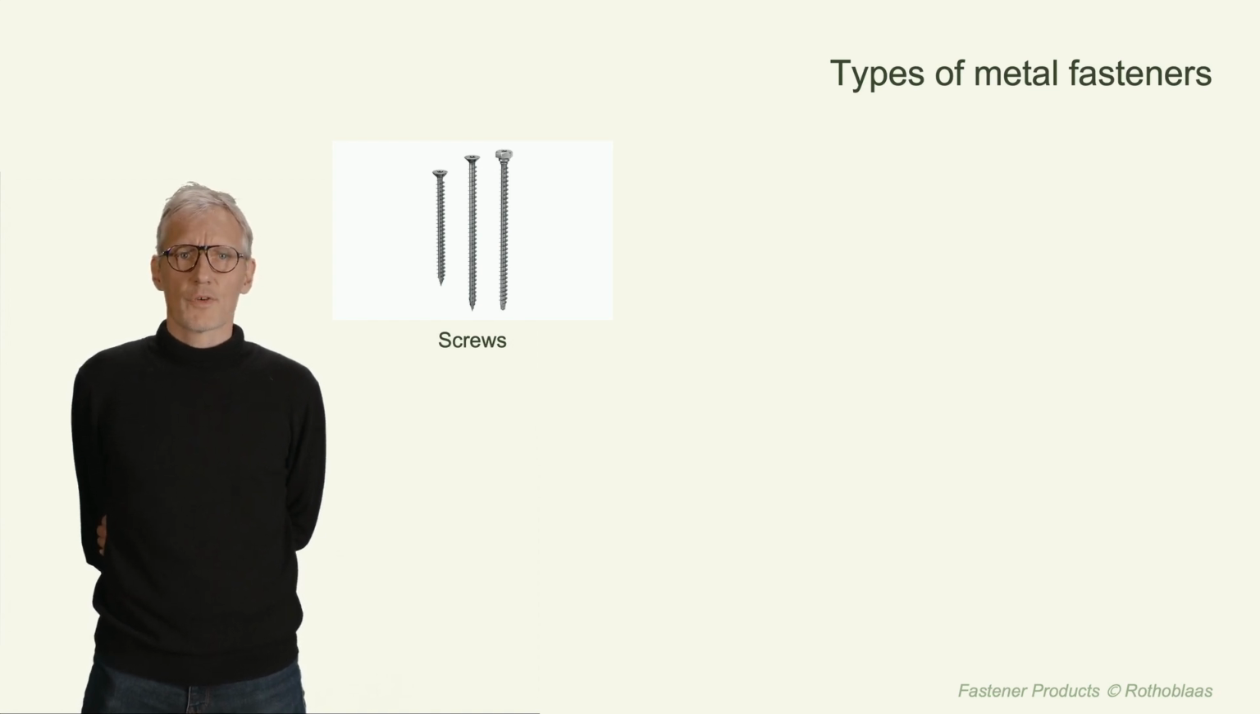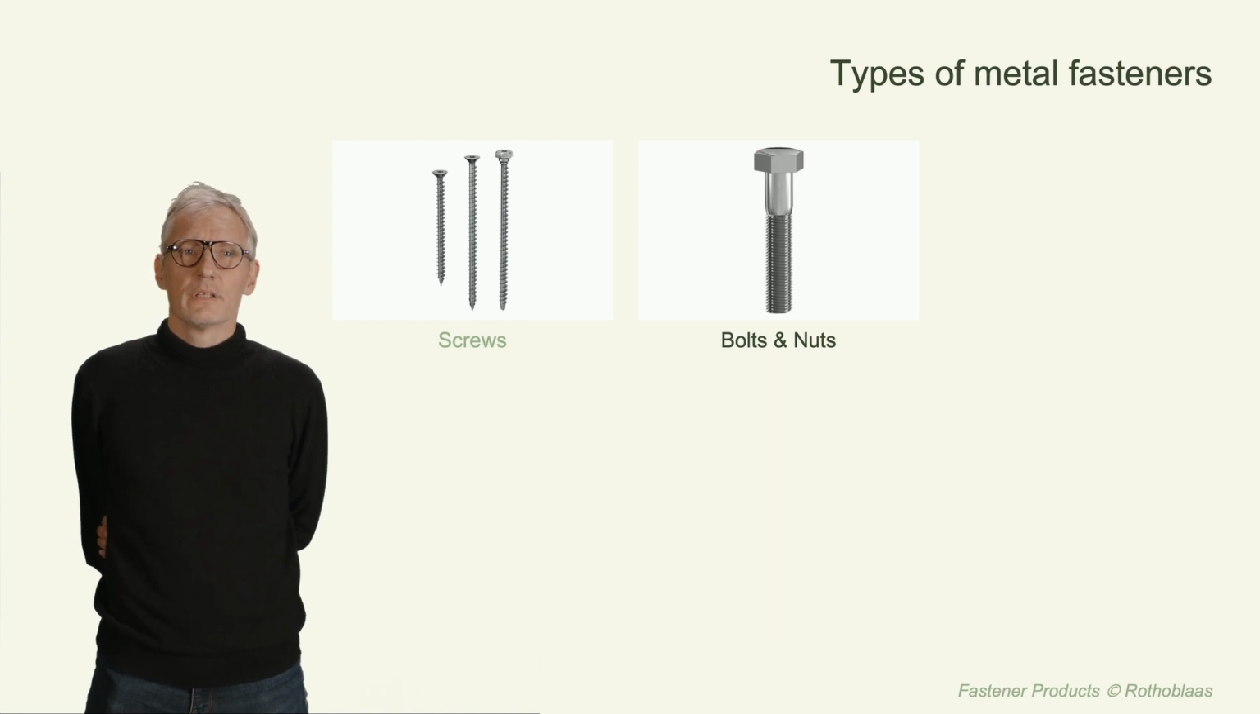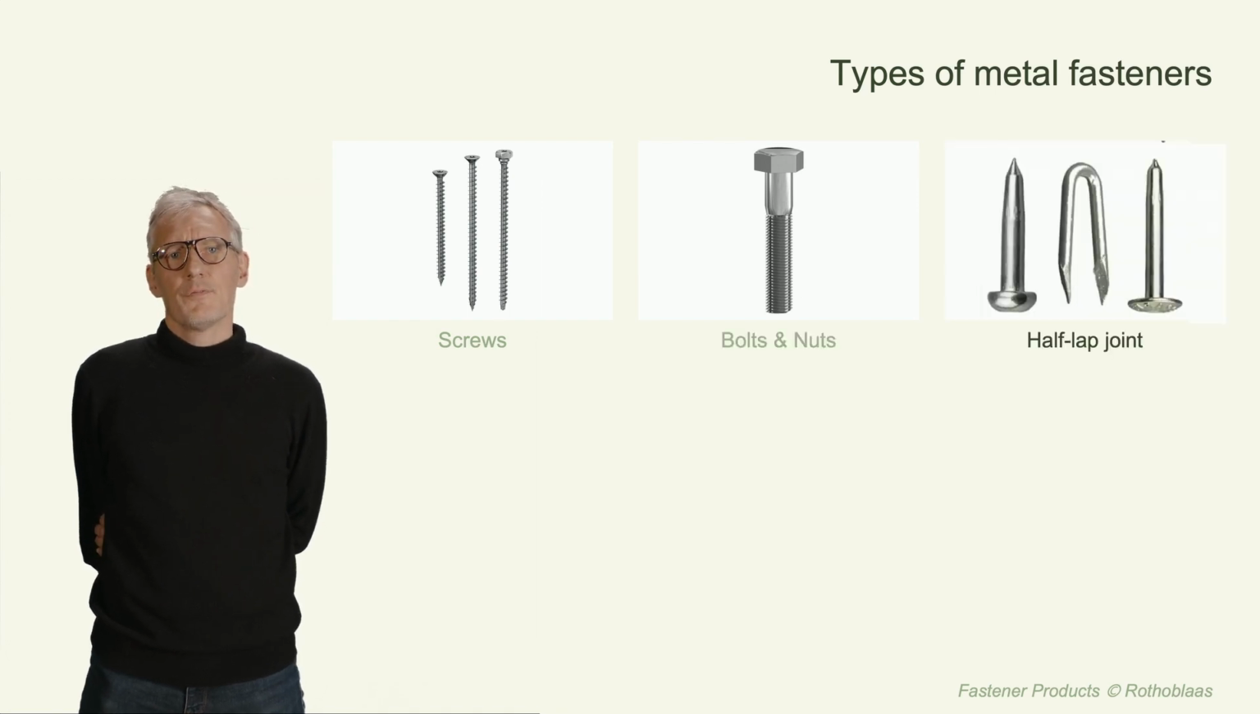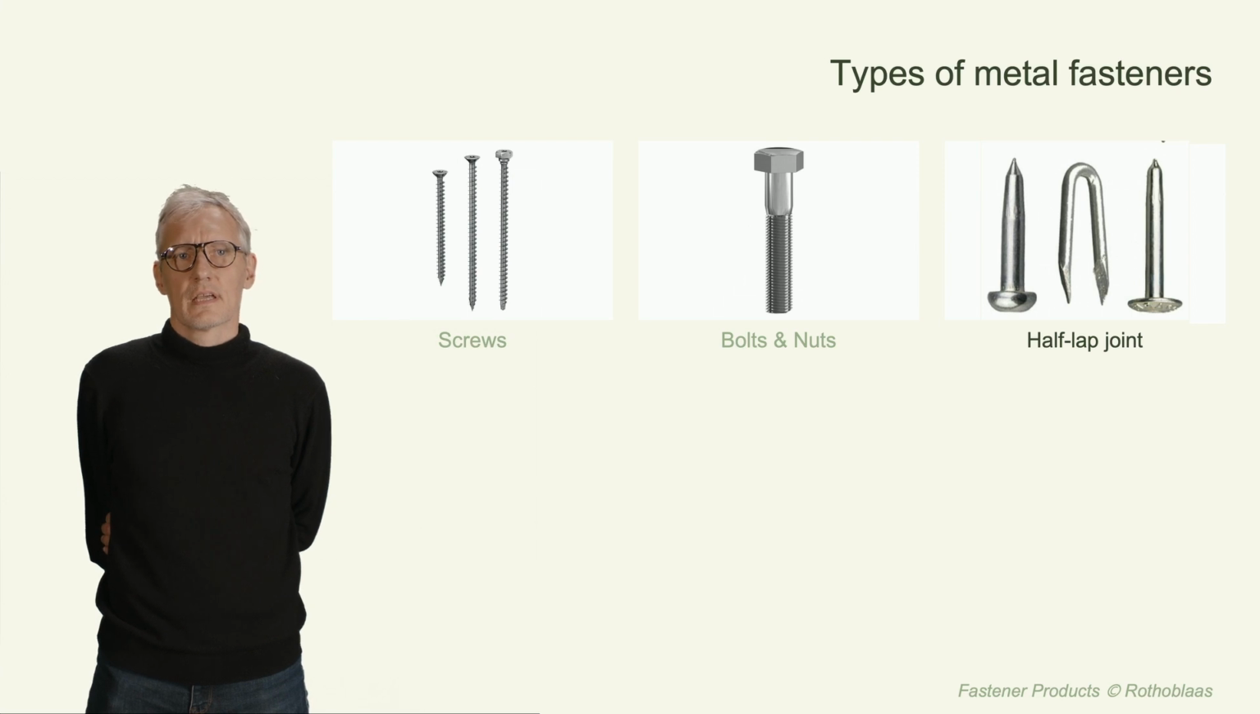Specialized versions offer anti-split tips and corrosion resistance. Need something stronger? Bolts and nuts are best suited for high-stress applications. They offer higher tensile strength than screws but require pre-drilled holes. Now, if you're looking at temporary or less critical connections, don't overlook nails and staples. Their shear strength is limited compared to screws and bolts, but they are quick and easy to install.